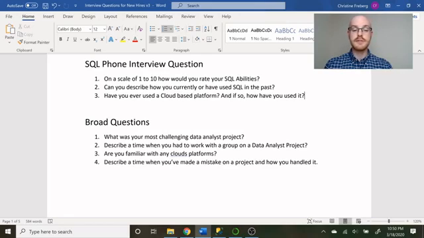Something like, what was your most challenging data analyst project? Describe a time when you had to work with a group on a data analyst project. Are you familiar with any cloud platforms? And describe a time when you've made a mistake on a project and how you handled it. So for that last one, I might say something like this.